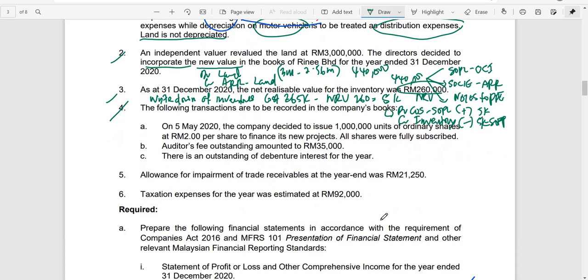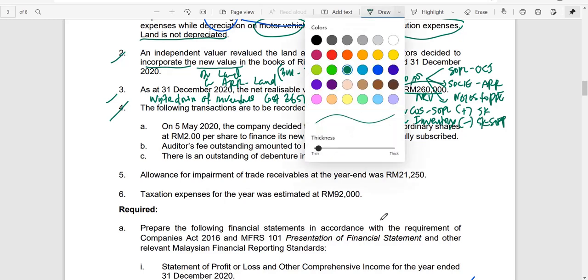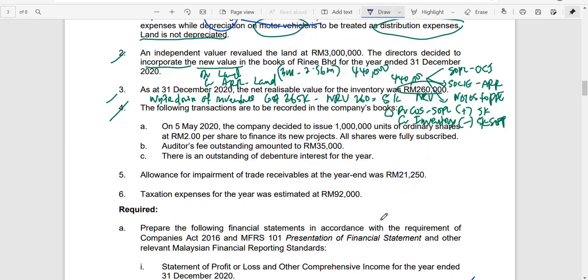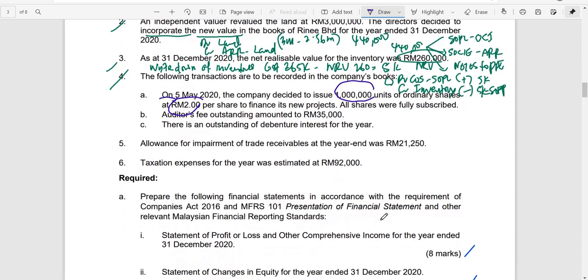Okay, let's just take another color here so that you can differentiate things that are a little bit different. Okay, we have 5th of May, during the year, the company decided to issue 1,000 units of ordinary shares at 2 ringgit. So this 2 ringgit is the fair value of the shares, and that was to finance a project, and this was to be issued to get the cash, because the cash will be needed to finance a new project, and all the shares issued were fully subscribed, so meaning that the amount received equals the amount issued.